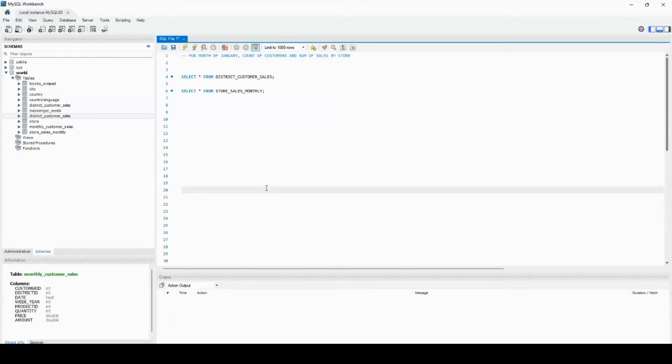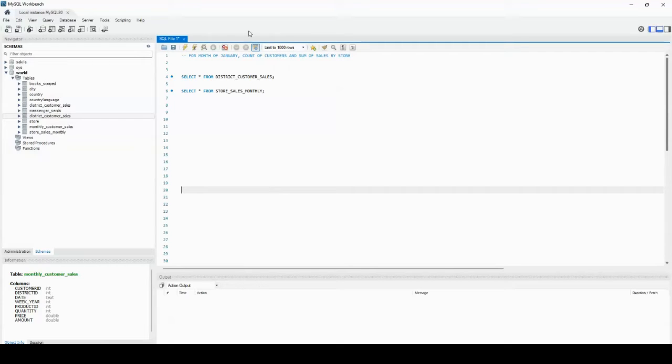All right, so let's set the stage here. We're going to say that you're a new analyst at the company and your boss has come to you and said, hey, for just the month of January, I'd like to get the count of customers and the sum of sales by the store, just so I can do some comparison between stores. So you're not familiar with a bunch of tables, but you do know about these two tables and you think that this will work in order to get all that you need.